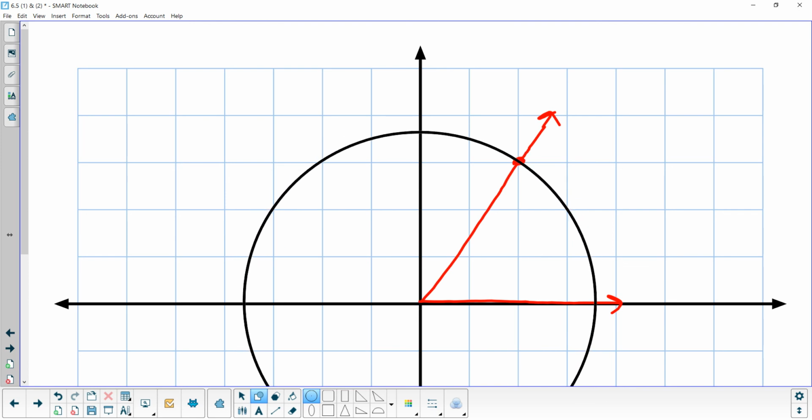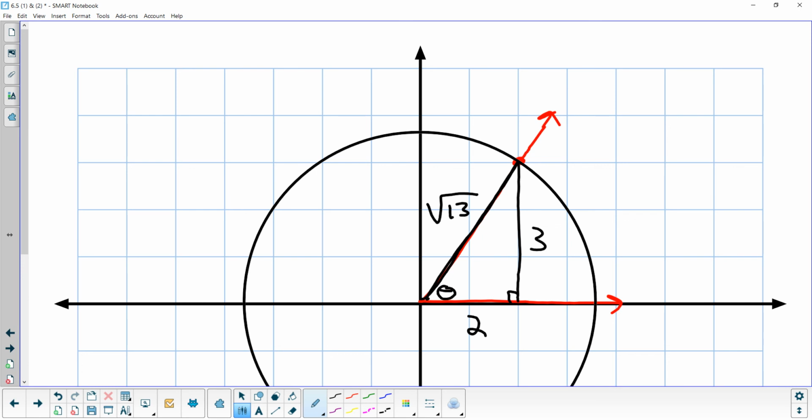Does that circle have a radius of 1? No. Point 2, 3 does not have a radius of 1. We are going to have to figure out what that radius is by making a triangle. This side is 2, and this side is 3. So what would be my radius in that case? Yep, square root 13. If you use Pythagorean theorem, you will get square root of 13. And really, this is the same problem you had in last night's homework. Just tell me the sine, the cosine, the tangent, the cosecant, the secant, and the cotangent.